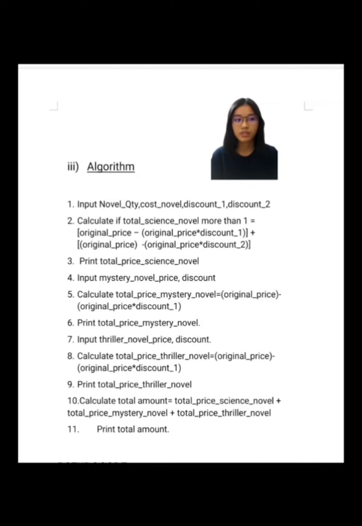Next, for step 7, we input again our thriller novel price and discount, and we use the same formula from step 5 to calculate the total price of thriller novel and print the total price. And then we calculate the total amount. We add the 3 total prices of the 3 novels and print the total amount in the last step.